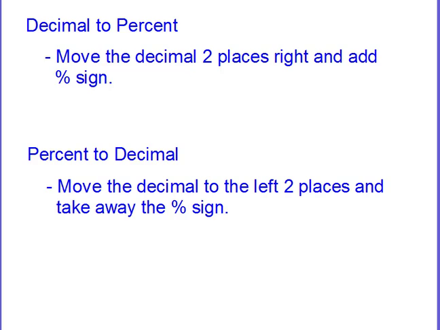Now, how do we go all the way to a percent? Well, if we have a decimal to a percent, we move the decimal 2 places to the right and add a percent sign. If we have a percent to a decimal, all we have to do is move the decimal 2 places to the left and take away the percent sign. That's all we have to do.